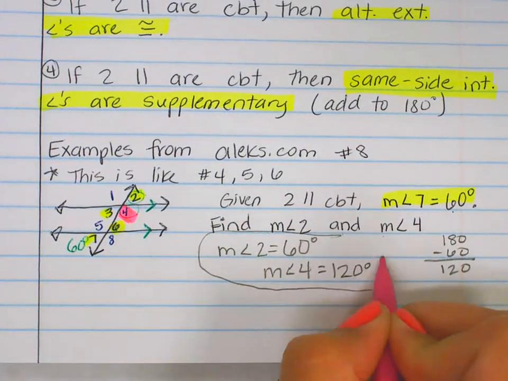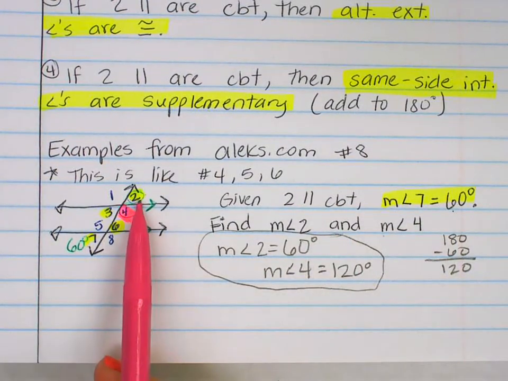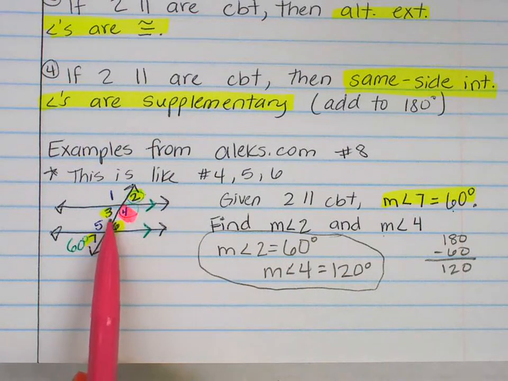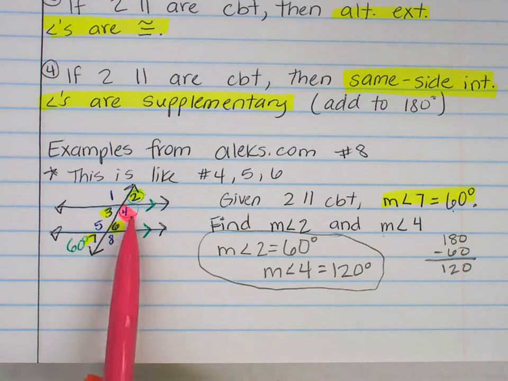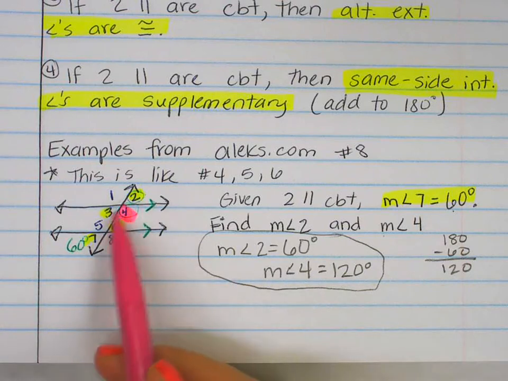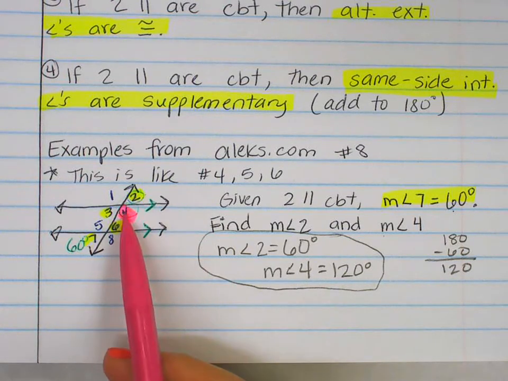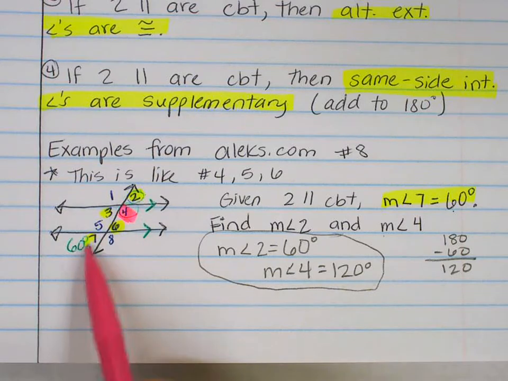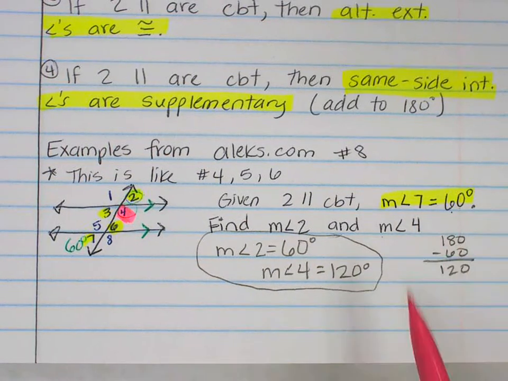And I can check my answer just by looking in here. 2 definitely looks like an acute angle, so 60 makes sense. 4 looks like an obtuse angle, 120, that makes sense. Even if it's not drawn to scale, I can see that they are a linear pair. They should add up to 180, and that 2 and 3 and 6 and 7 are all congruent. They should all be 60.